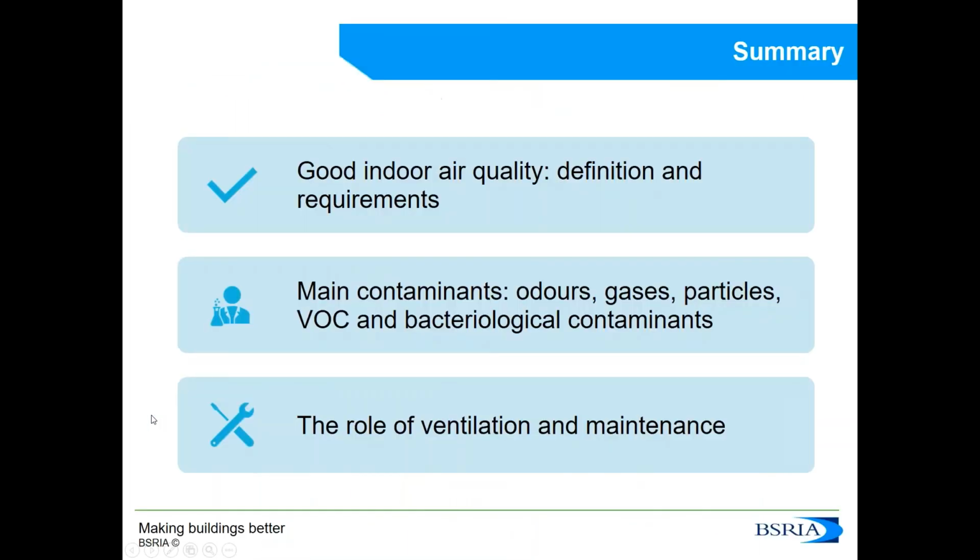Finally, to summarize this presentation, we have seen what good indoor air quality is. We have seen the definition of it and what requirements we need to have in order to have good indoor air quality. We've also seen what the main contaminants are, which are odors, gases, particles, volatile organic compounds, and bacteriological contaminants. And we have seen that the role of ventilation and maintenance is sometimes more important than anything else in order to have good indoor air quality inside a building.